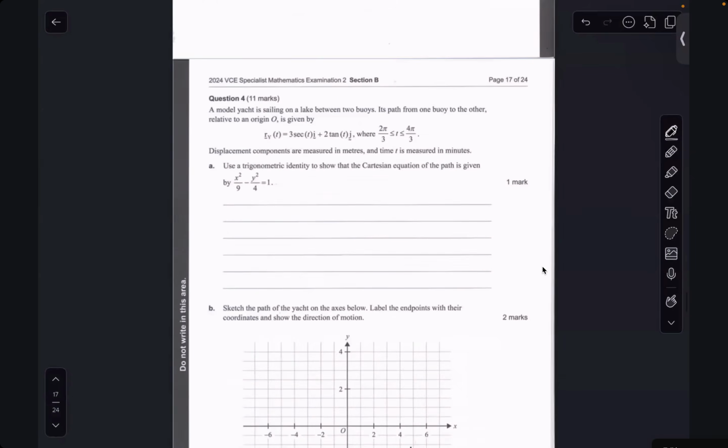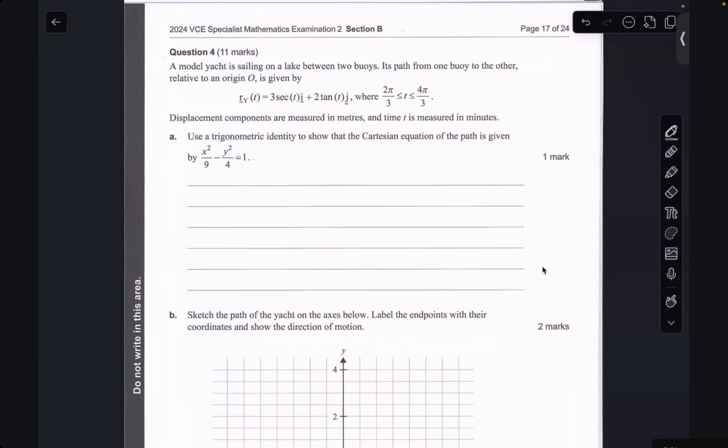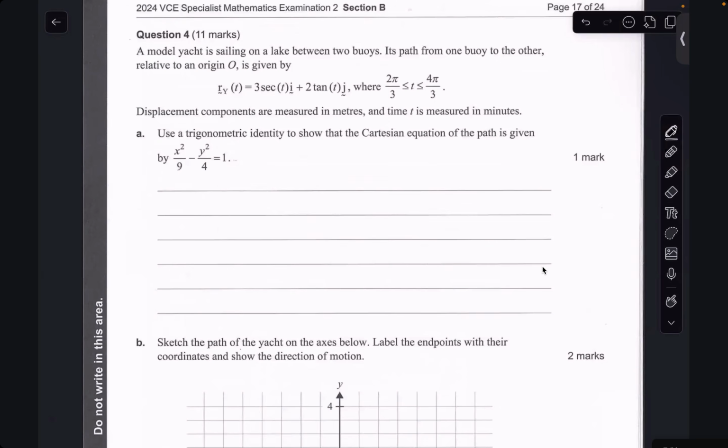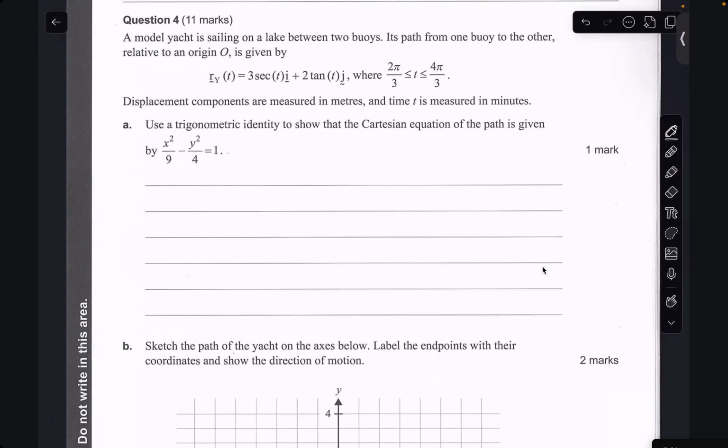It's okay. A model yacht is sailing on a lake between two buoys. Its path from one buoy to the other relative to an origin O is given by that. Displacement components are measured in meters. Using a trigonometric identity, show that the Cartesian equation of this path is given by that.